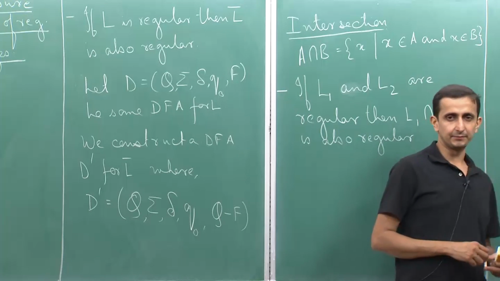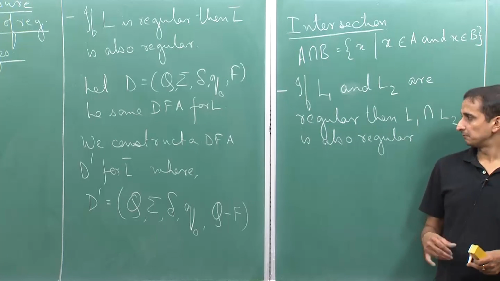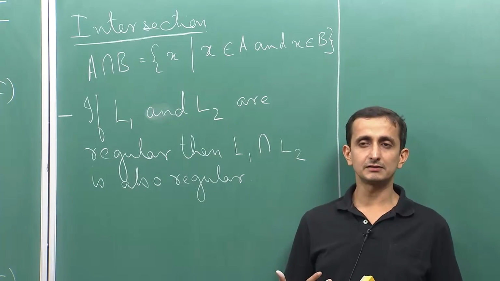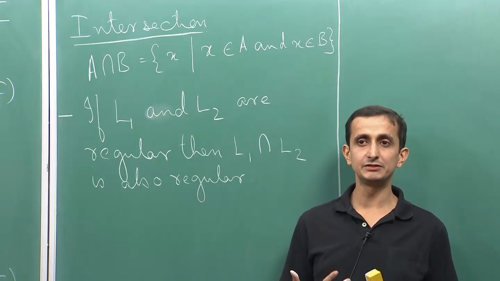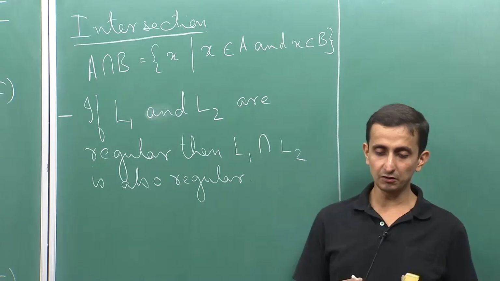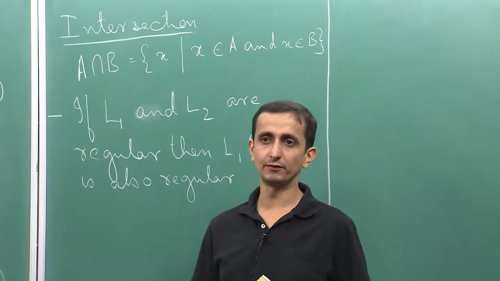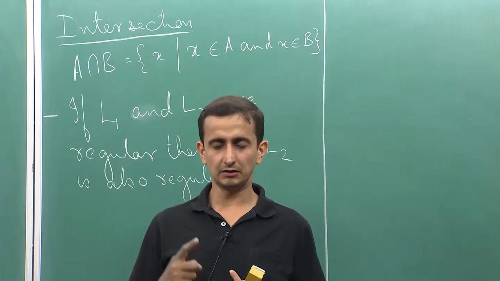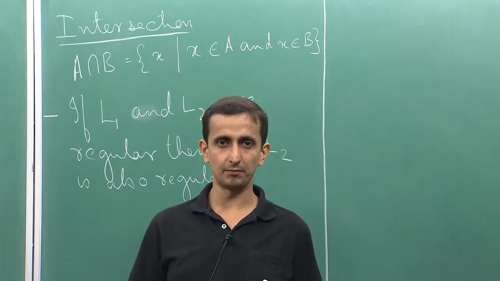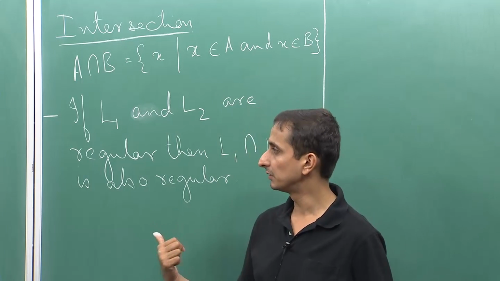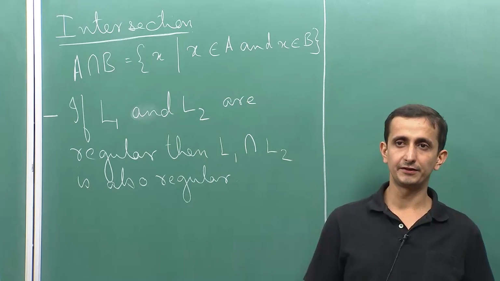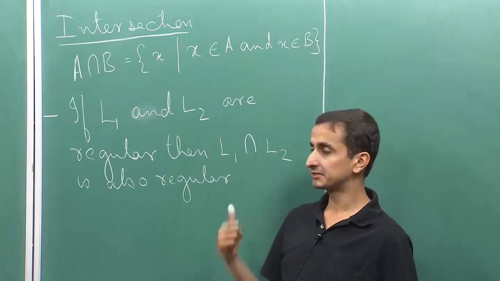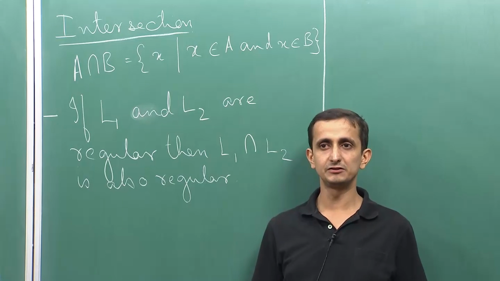To prove this statement, instead of constructing an automaton, we will use some of the closure properties that we have seen so far. Okay. So, what are the closure properties that we have seen so far? Earlier we have seen union, we have seen the concatenation, and we have seen the star operation, and today we saw that under complement also regular languages are closed. So, how can I write L1 intersection L2 in terms of these operations?